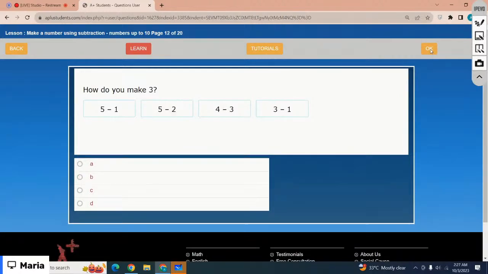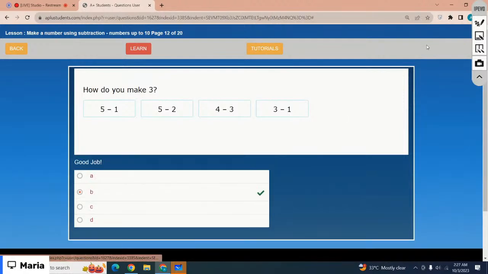Okay, the next one is how do you make 3? Which is the correct option? Which option makes 3? The only option that makes 3 is option number B, right? 5 take away 2 makes 3. B is the correct option.